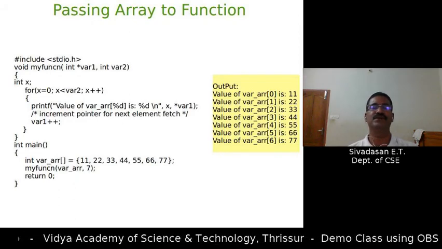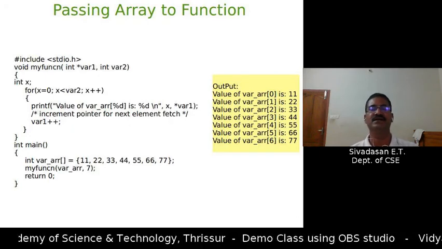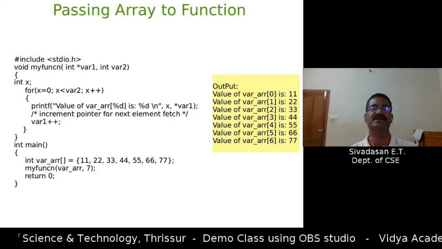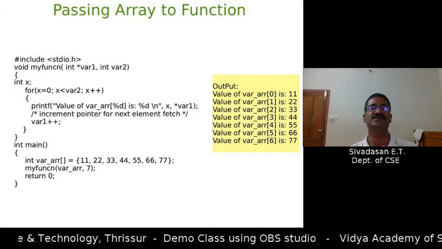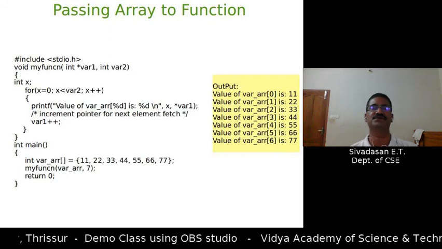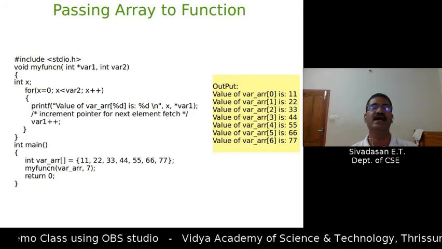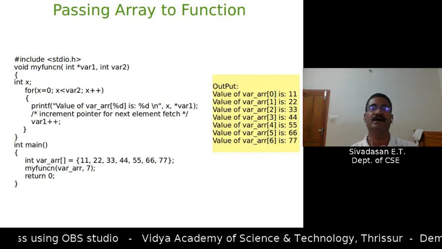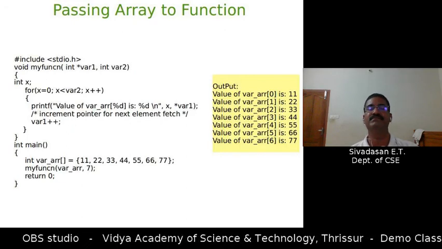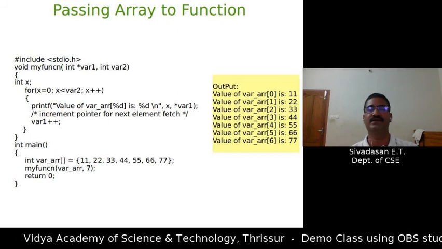While summarizing, the importance of using pointers is that it is very fast. The execution of the program will be very fast compared to using indexing, and it also uses minimum memory. Memory usage will be less. Okay, thank you very much.